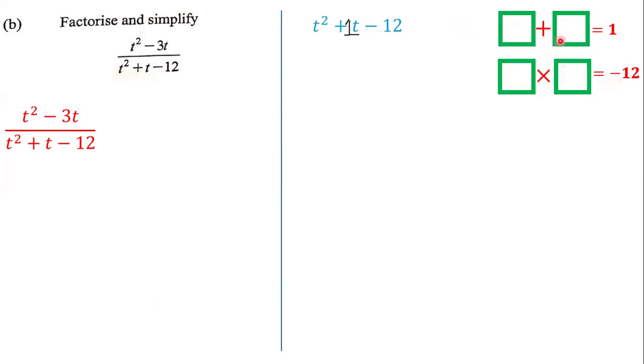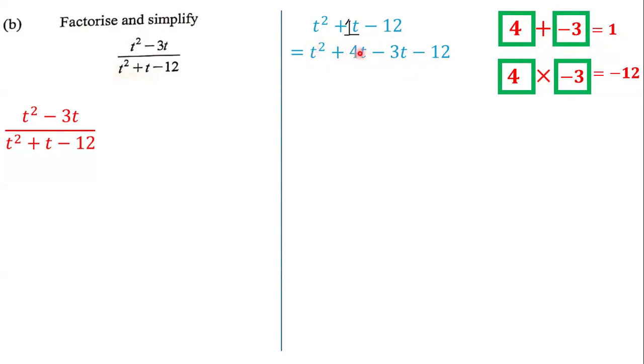Again, what two numbers could we use that when we add them, we get 1 because the coefficient of t is 1, and when we multiply them, we get negative 12. And so the numbers that we can use are 4 and negative 3, because 4 plus negative 3 is 1, and 4 times negative 3 is negative 12. And so we say 1t can be expressed as 4t minus 3t, because 4t minus 3t is indeed 1t. And so we have t squared plus 4t minus 3t minus 12.